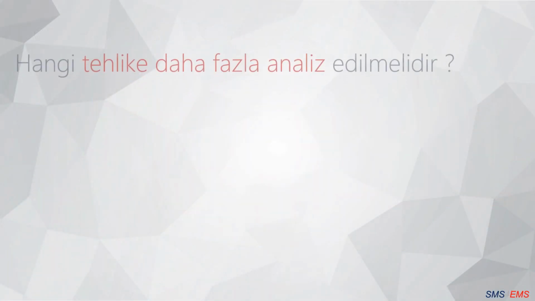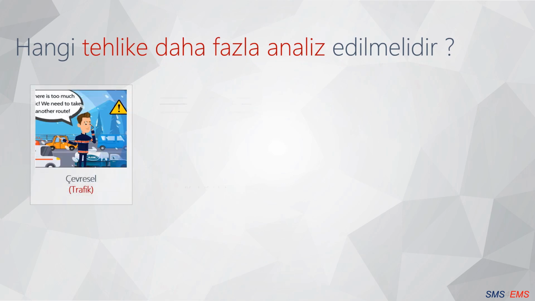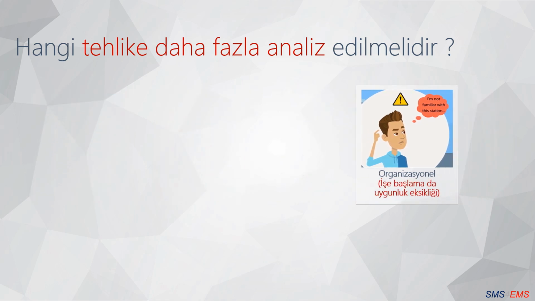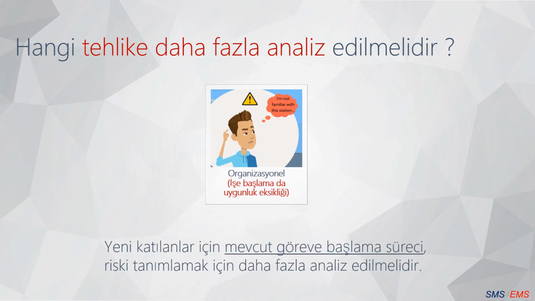Going back to our story, which of the identified hazards do you think should be further analyzed by the organization? Well, most probably, the existing induction process for new joiners should be further analyzed to define the risk. If we assume that after the analysis, the risk level of the induction process is found to be in the orange zone, what would that mean? As we have mentioned earlier, this would mean that the operation is not disrupted, but additional measures should be taken to reduce the risk to as low as reasonably possible.